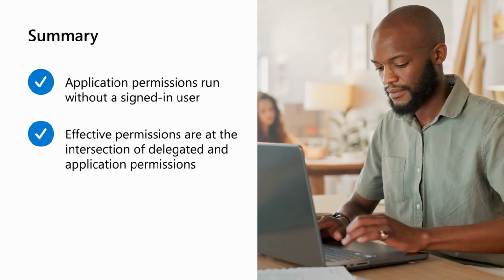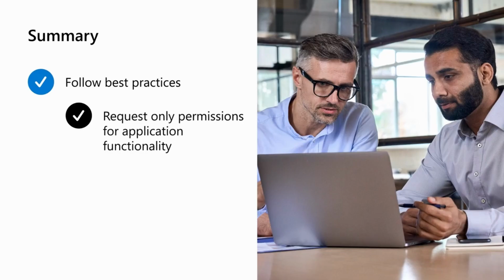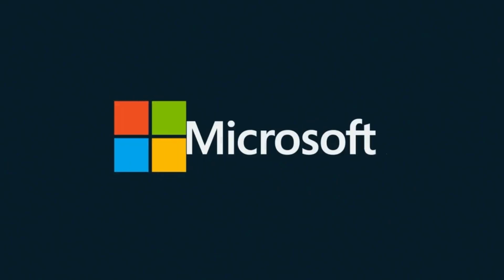If the user hasn't previously granted permission to the application or an administrator hasn't consented on behalf of all users in the organization, when a user signs into an application, users are shown a consent prompt. Best practices for developers include: request only permissions for application functionality, request the least privileged access, and design applications to gracefully handle scenarios in which the user does not grant consent to the application when permissions are requested.